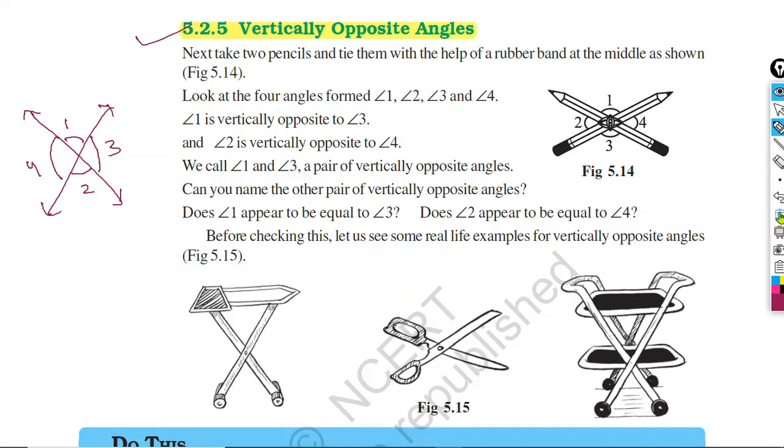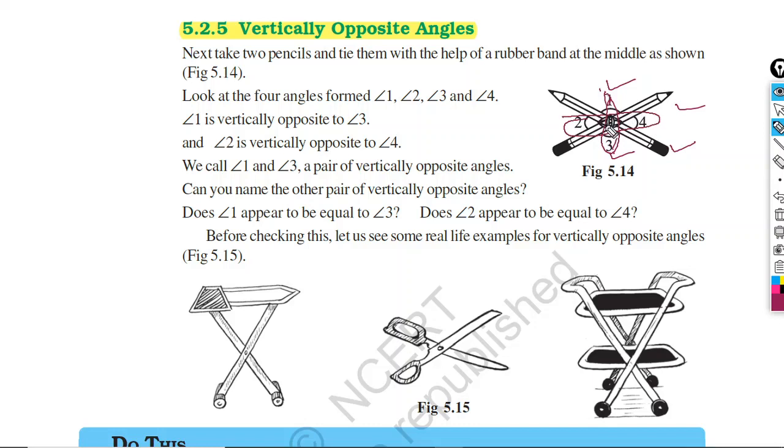Here you can see in the figure two pencils. Okay, we have put two pencils one above another like this. Okay, you can use pens also. So here some angles are being formed. Angle 1 and angle 3 are vertically opposite angles. Similarly, angle 2 and angle 4 are vertically opposite angles. Okay, there are several examples, like in a scissor you can see these two angles are vertically opposite and these two angles are vertically opposite angles.